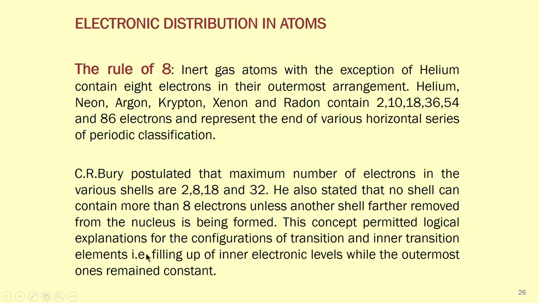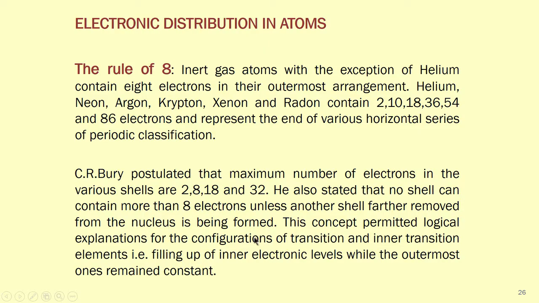So, this concept permitted a logical explanation for the configuration of transition and inner transition elements. We will study about the arrangement of the electrons in the periodic table further, what actually this means. But I suspect that most of you already know about these things. So, we are not going to elaborate, but we will touch upon this later. The transition and inner transition elements are part of the periodic table where filling up of inner electronic levels takes place, while the outermost orbit contains the same number of electrons.